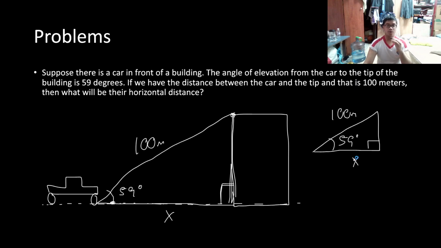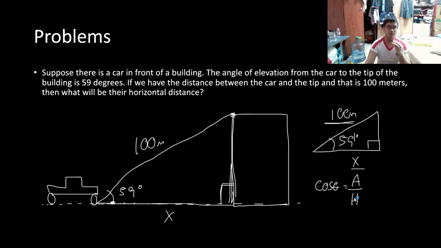Now here, we're going to use a trigonometric ratio that consists of a hypotenuse side and an adjacent side. Remember, if you say adjacent side, basically it's a side that is beside the angle. All right. So x is your adjacent side because it is beside 59 degrees. Now, what would that trigonometric ratio be that we're going to use? So we're going to use cosine, all right? Cosine theta is equal to the adjacent all over hypotenuse.